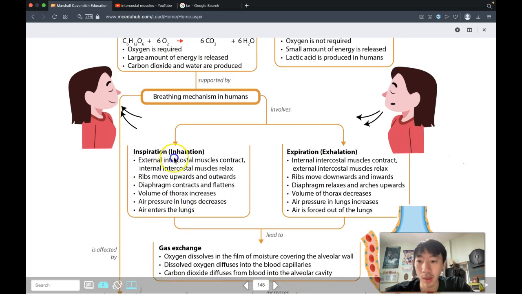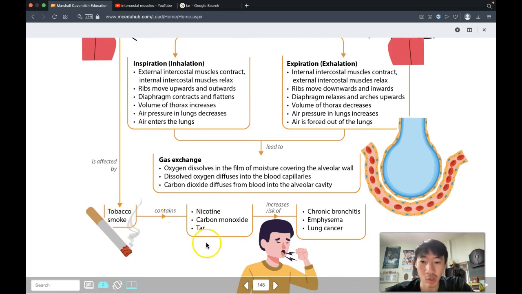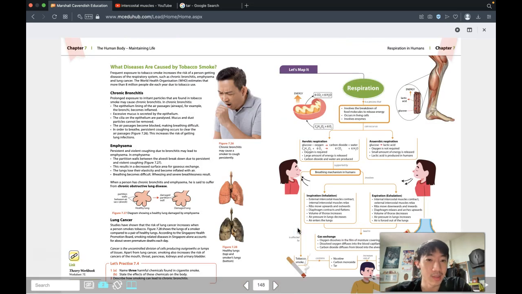Okay, then lastly, talk about tobacco smoke. Tobacco smoke contains three things: nicotine, carbon monoxide, and tar. And this will increase the risk of chronic bronchitis, emphysema, and lung cancer. Okay, and we are done with the chapter.